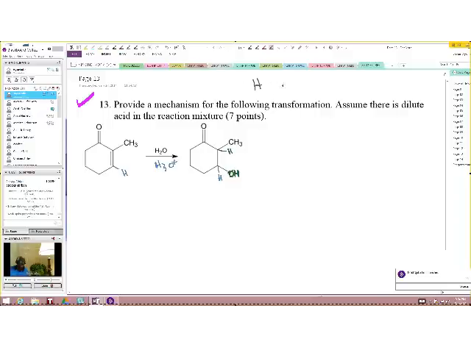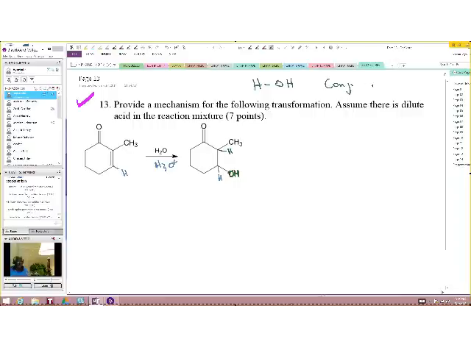But the only way we can do this is because we have a conjugated system. In this particular instance, the conjugated system is a conjugated ketone. And because of that, we are going to be able to add the hydroxide here and then the hydrogen here. And how does that happen?